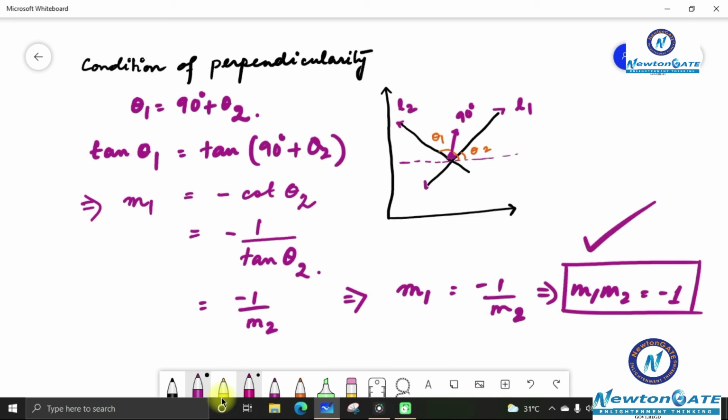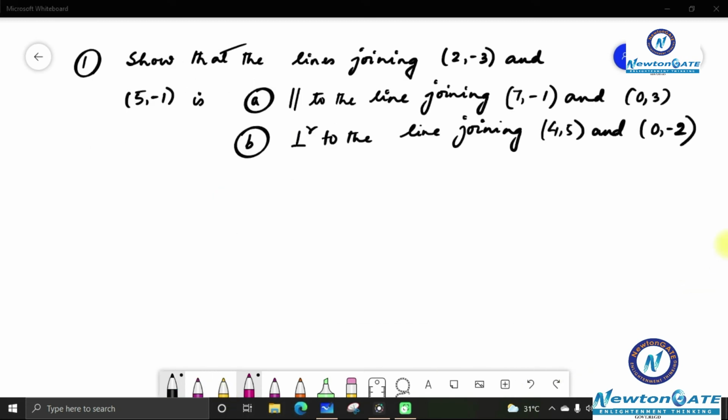Now let's quickly jump to a sum and see how we apply this in our numericals and how we can understand whether two given lines are perpendicular or parallel. So this is our numerical over here. Show that the line joining 2, minus 3 and 5, 1, minus 1 is parallel to this given line and perpendicular to this given line.